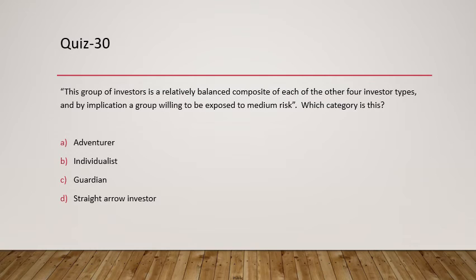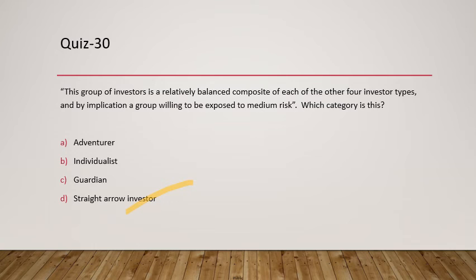This group of investors is a relatively balanced composite of each of the other four types of investors, which are celebrity, adventurer, individualistic, and the guardian, right? And by implication, a group willing to be exposed to medium risk. They are nothing but straight arrow investors, right?